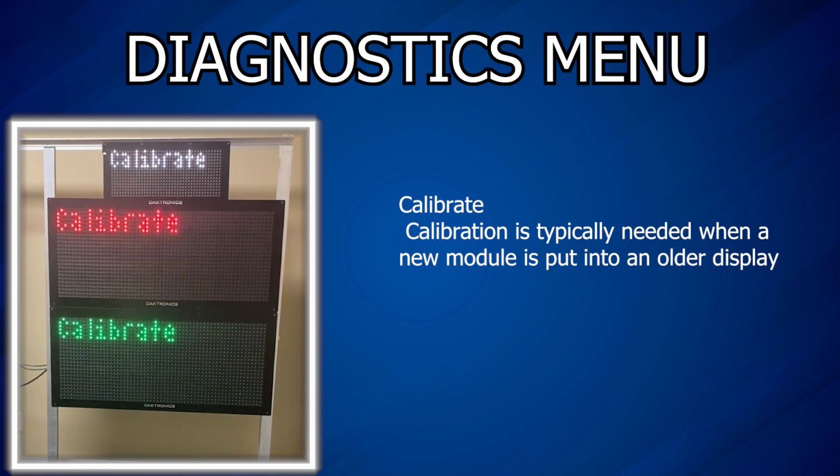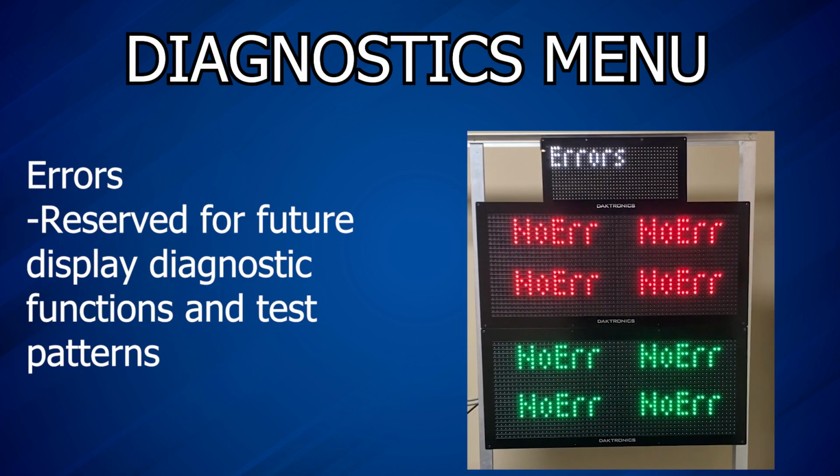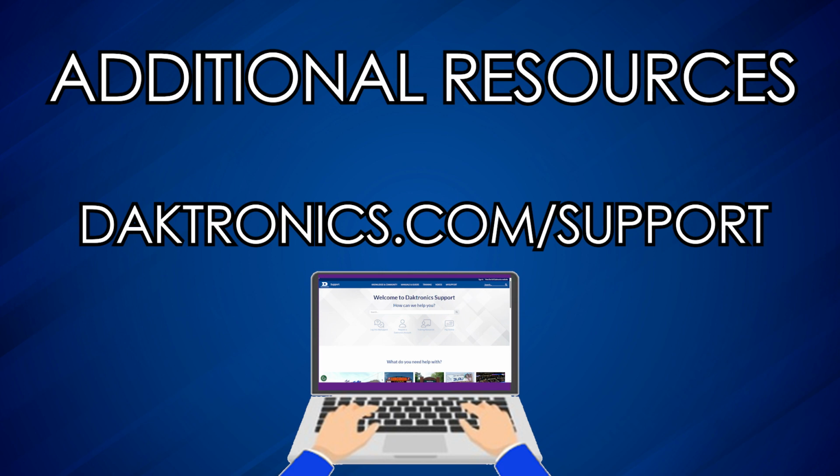Calibration is typically needed when a new module is put into an older display to match other modules around it. And lastly, make note that under the Diagnostics menu there is an Errors option. This is reserved for future display diagnostic functions and test patterns. And that wraps up the menu items within the FLR5-400 communication.